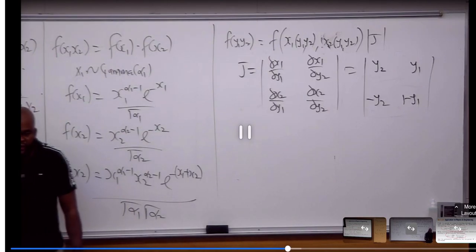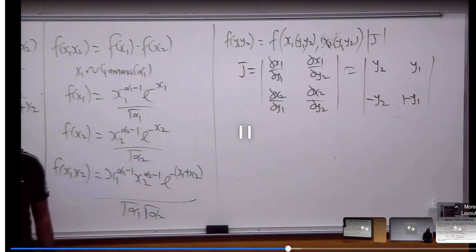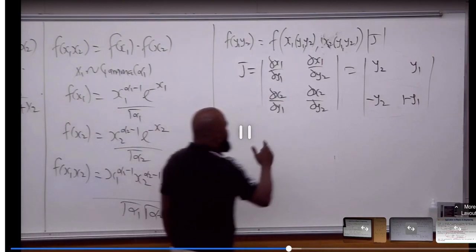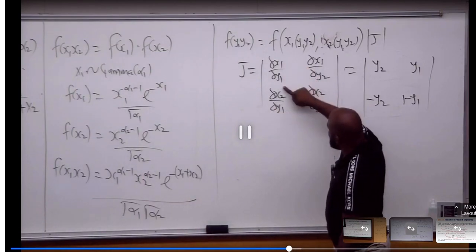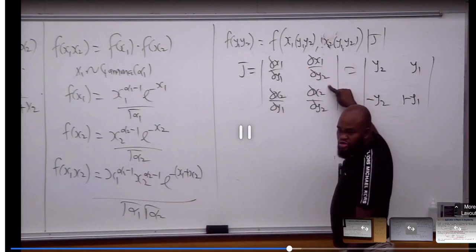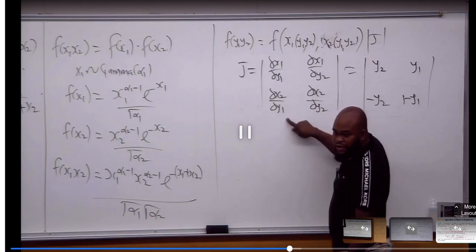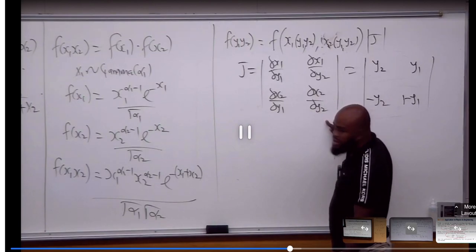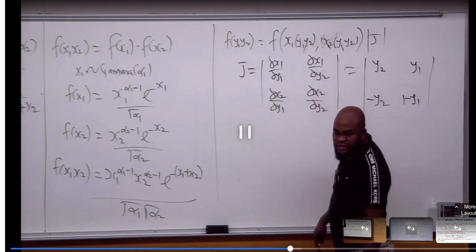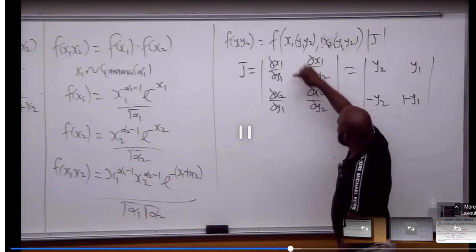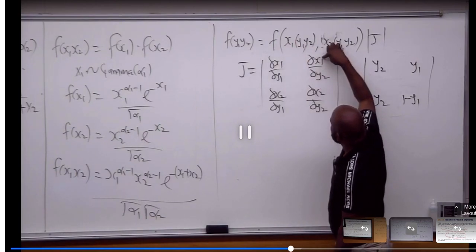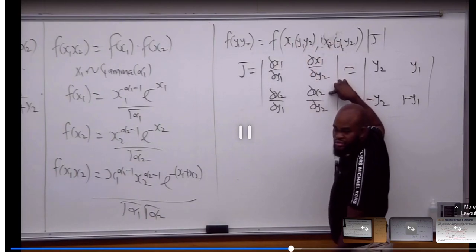Yeah, go ahead. So you differentiate with respect to x1, y1 both? Yeah. Look at that: x1 with y1, x1 with y2, x2 with y1, x2 with y2. Each of these is different. But you have to maintain the order. If you want to do x1, x1, x2, x2, it has to be different.